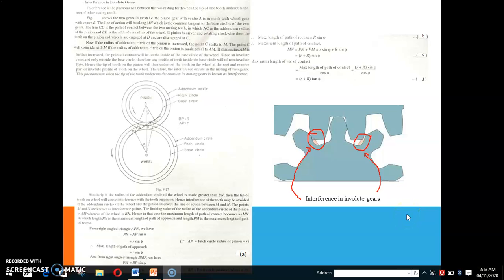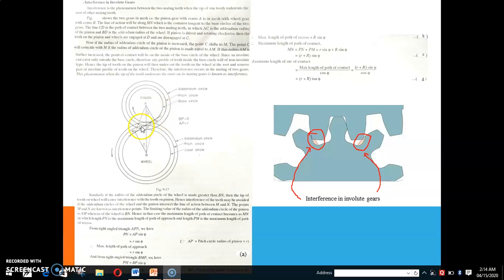Welcome to video lecture on interference in involute gears. So what is interference? Interference is the phenomenon between the two mating teeth when the tip of one tooth undercuts or damages the root of the other mating tooth.